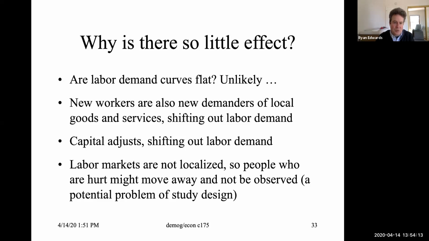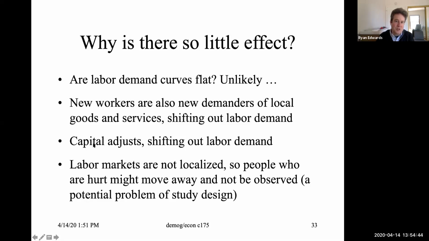So if you just look within the particular commuting zone, for example, that the study we just looked at in Alabama did, one of the challenges there is that if people decide they're going to start commuting outside of that commuting zone, they still could do it. And if they did, then you might not be measuring really the full effect. So there is that open question, but I think there's great reason to think that this third bullet, capital adjusting, shifting out labor demand, is probably a really big one.